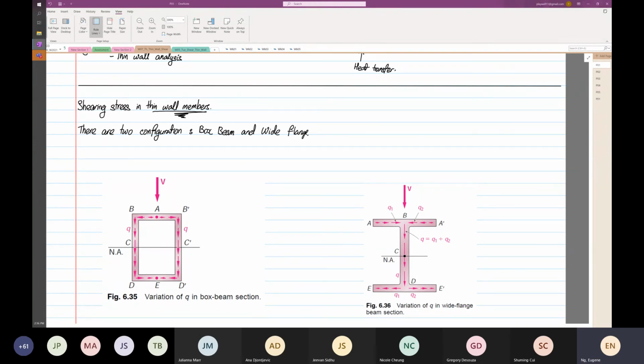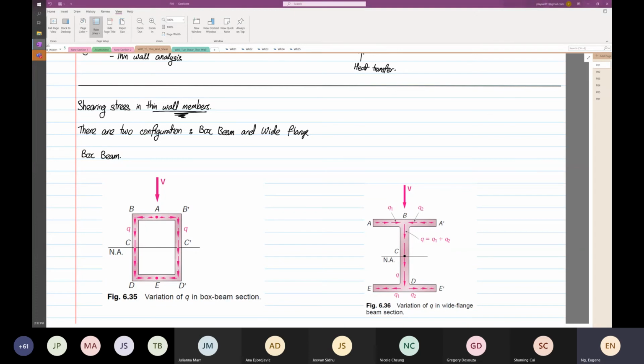So let's look at the box beam, what you see on the left hand side. All these figures are available on Avenue to Learn, by the way. I'll upload some of these figures. And I will highlight what is unique regarding thin-wall and thick-wall analysis also. So first of all, this is a box beam.